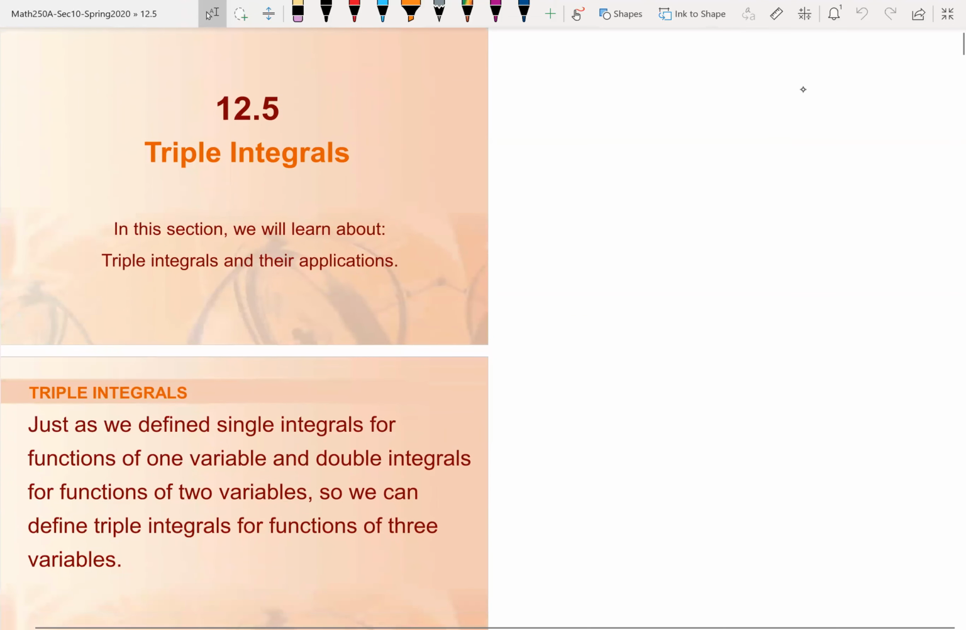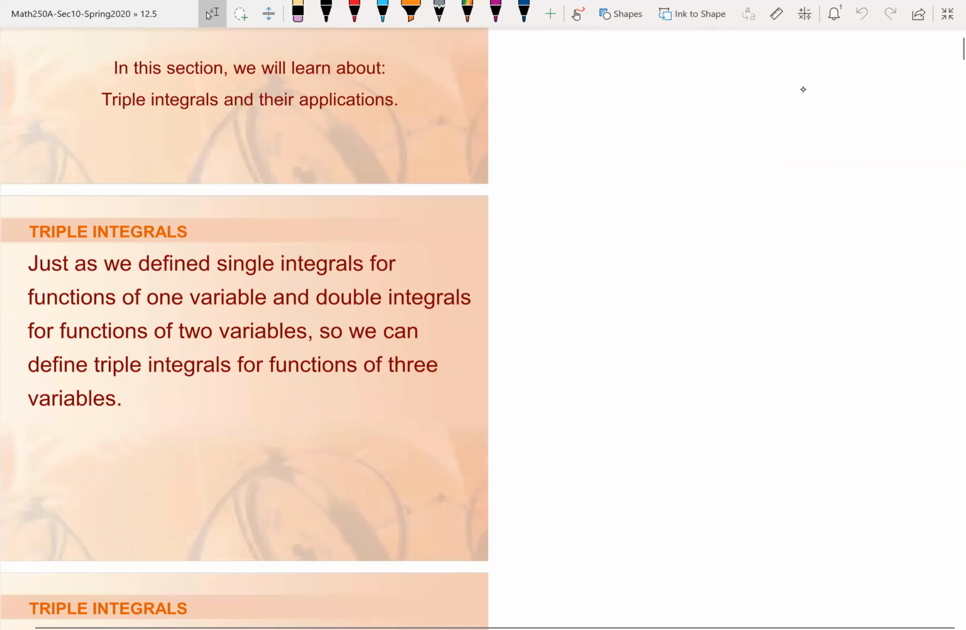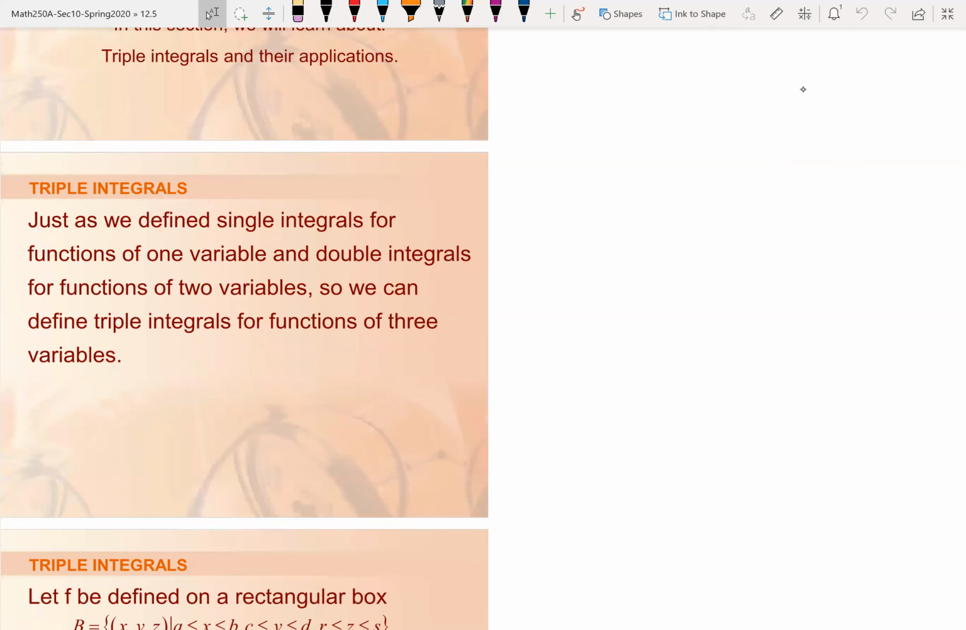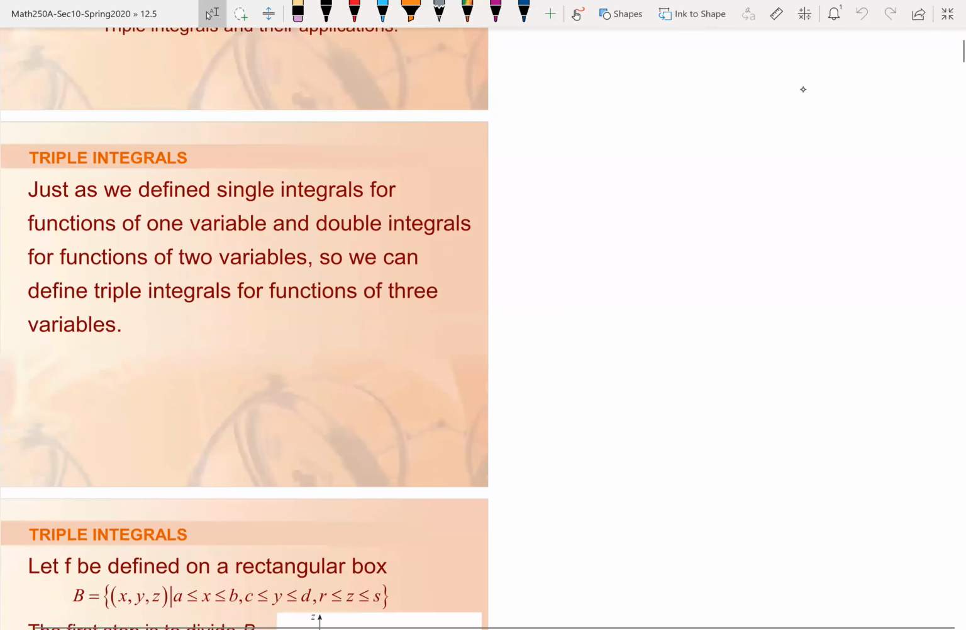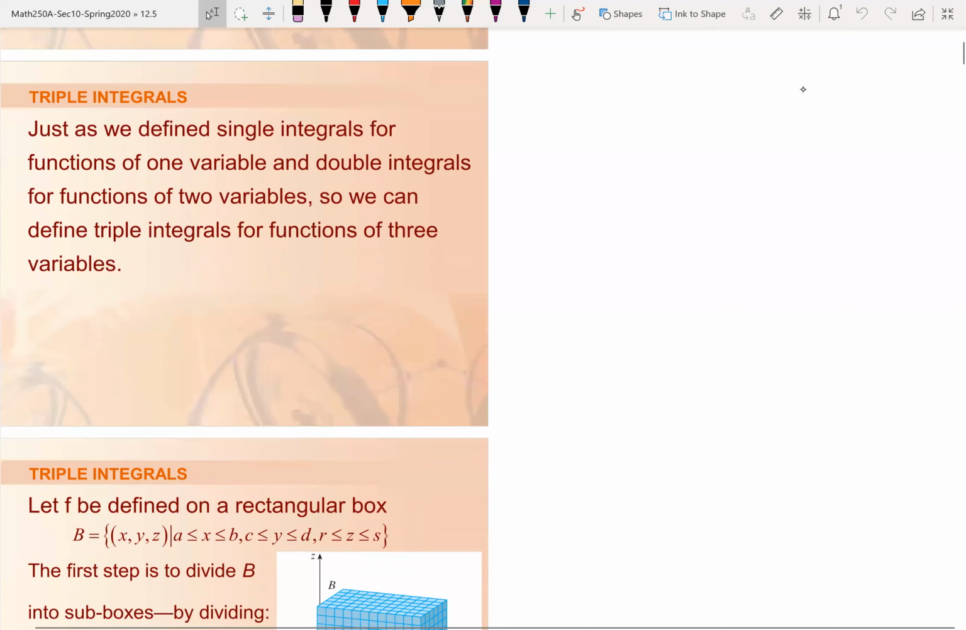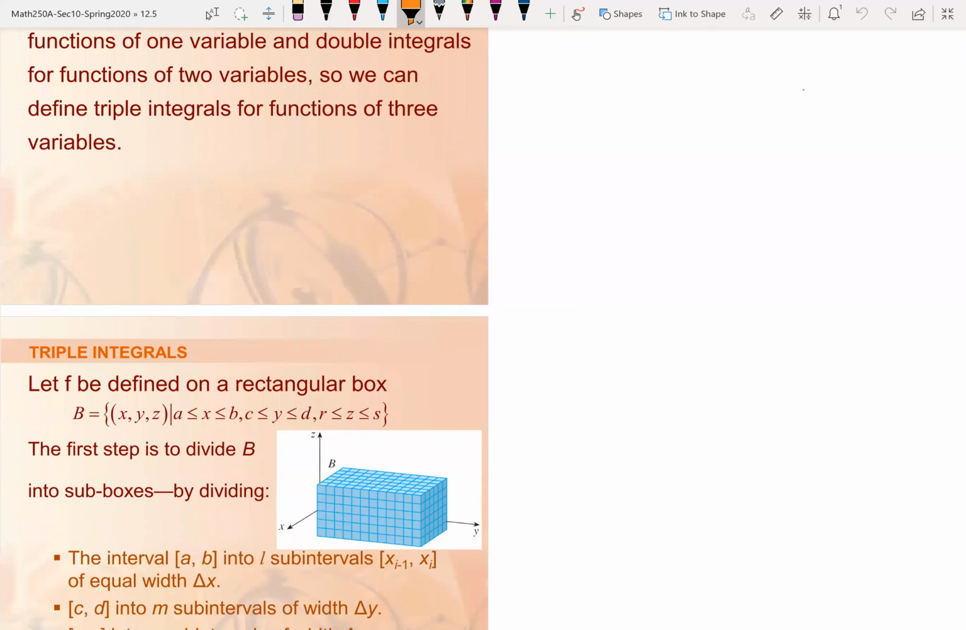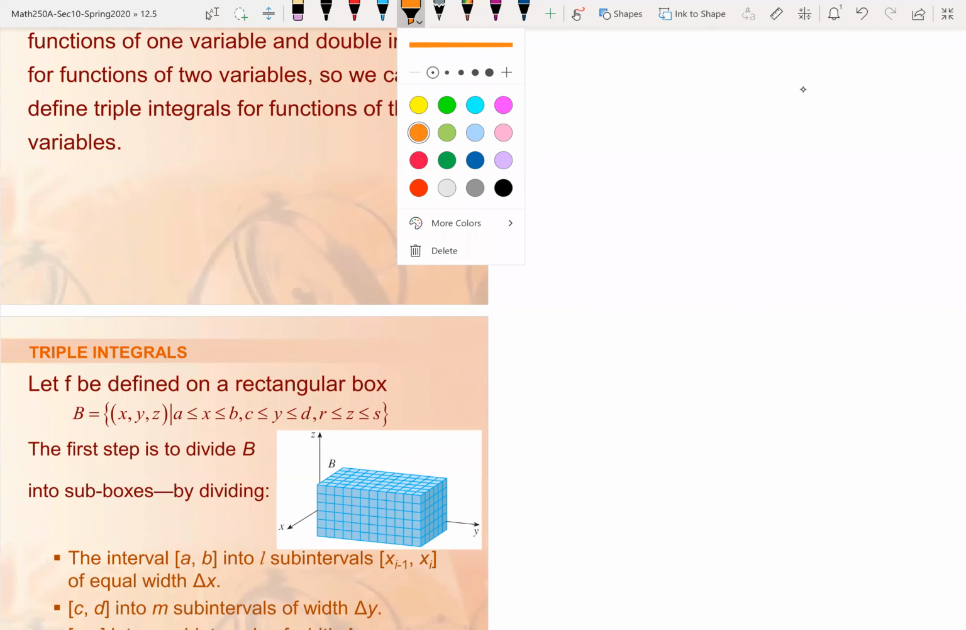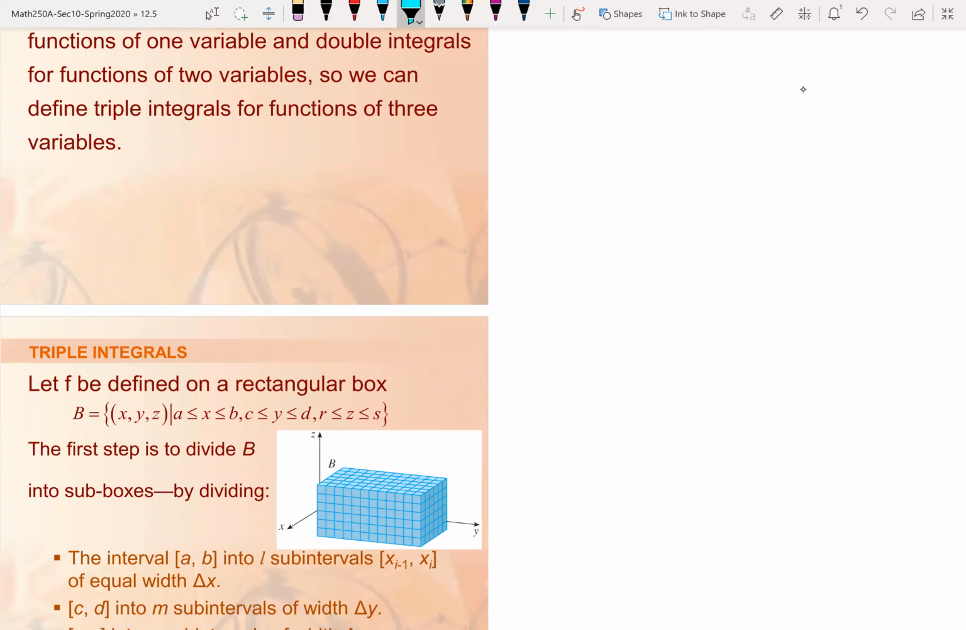So triple integration is really when you have done partial derivatives for 3 variables, now it's partial integration for 3 variables. Since I have 3 variables, you must have limits for the x, limits for the y, then limits for the z.